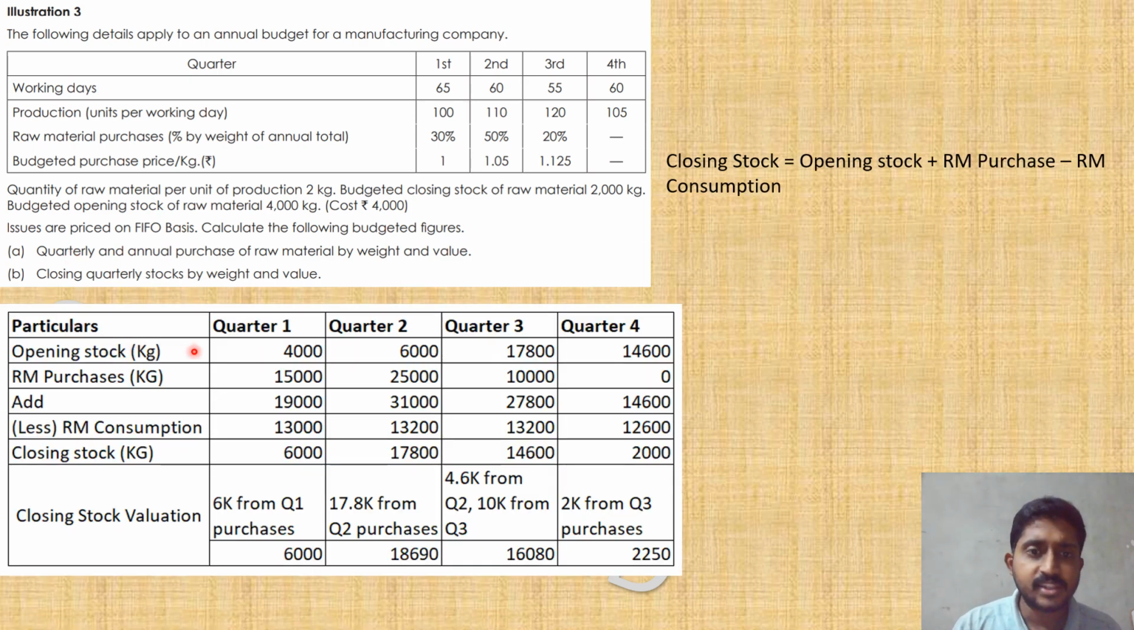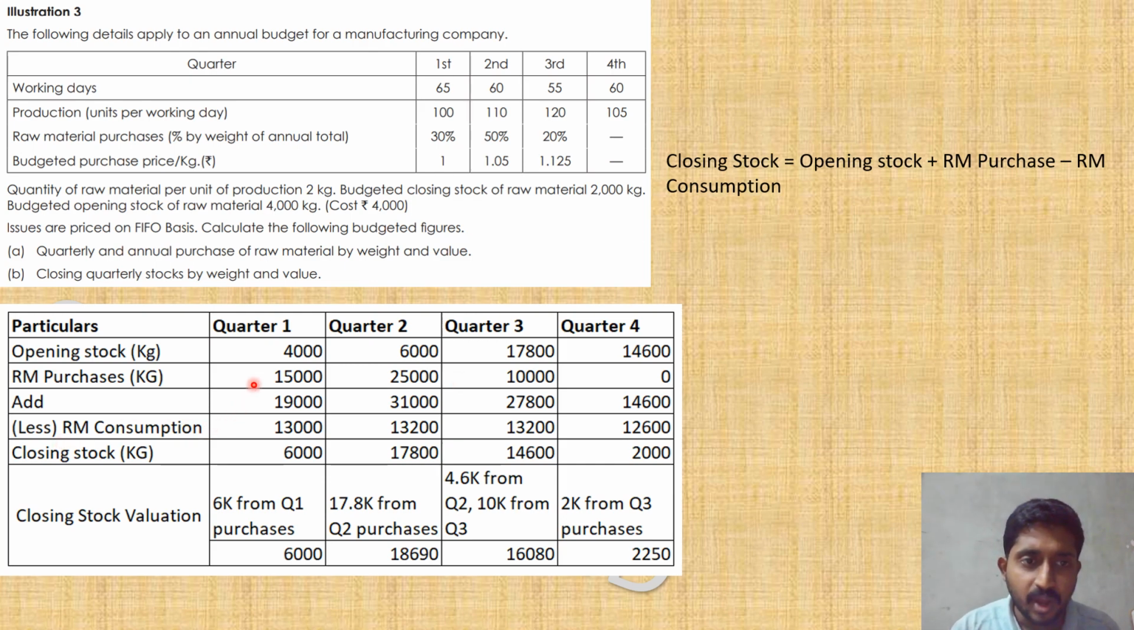So let's first find the opening stock. So opening stock is given as 4,000 kg. So opening stock is in kg, is 4,000 kg, and I am adding the purchases to it. What is purchases? We saw it as 15,000. So I am filling all the quarter purchases. In our previous slide, we saw 15,000 is the first quarter purchase, 25,000, 10,000. This is what we have calculated in the first question.